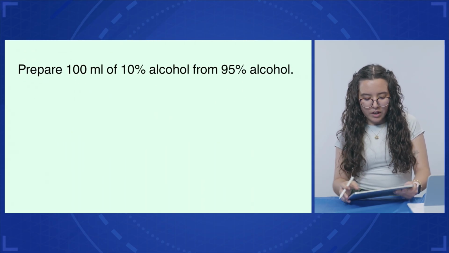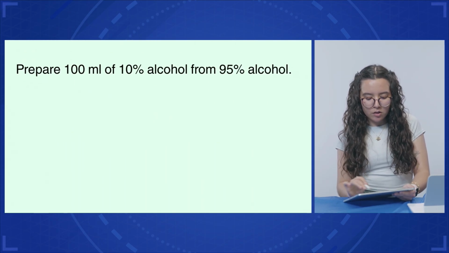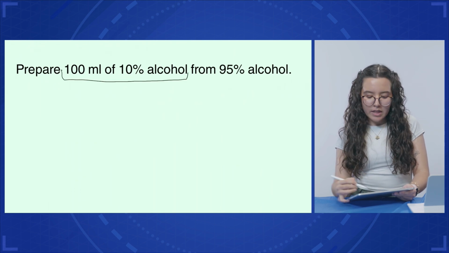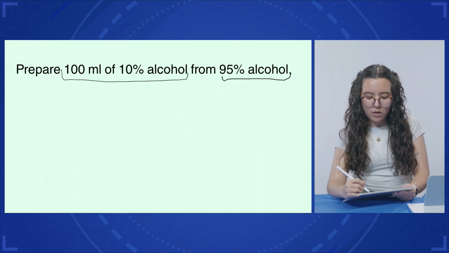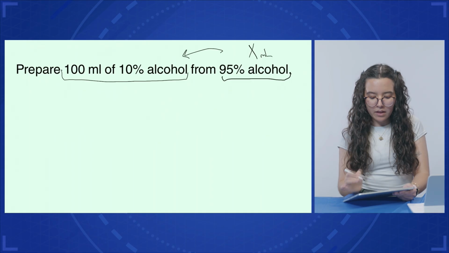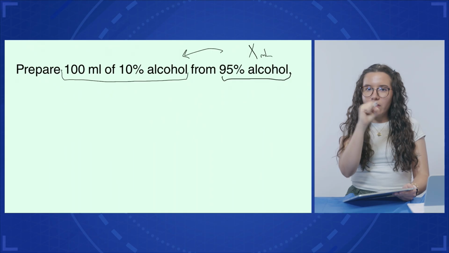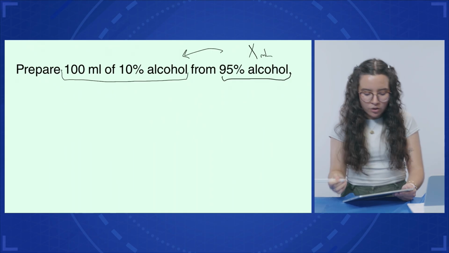So here, prepare 100 milliliters of 10% alcohol from 95% alcohol. These here are together, and then this one is what we don't know. We don't know how many milliliters we need in order to make this. That's how you always want to split it up, making sure which numbers go together in that equation.